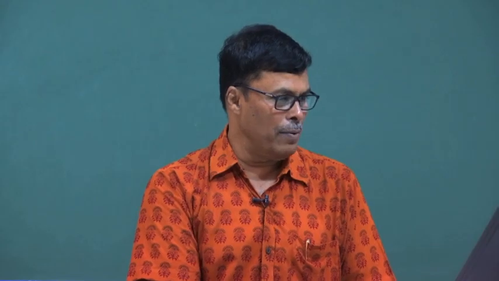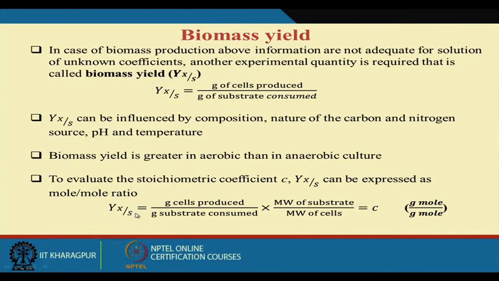So, in other words, we can say the nutritional requirement for the anaerobic fermentation process is much less compared to the aerobic fermentation process. And then we can evaluate Y X by S, the gram of cell produced per gram of substrate. Now, if you divide by the molecular weight of the substrate and the molecular weight of the cell mass, you can easily convert it to C, and this is nothing but Y C.